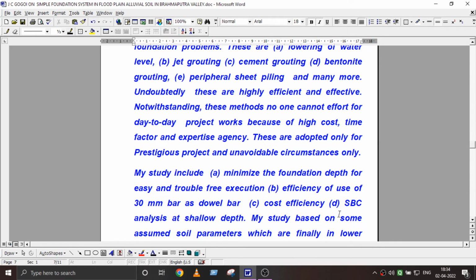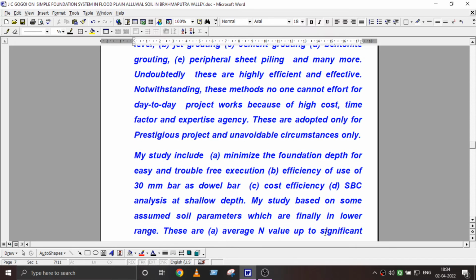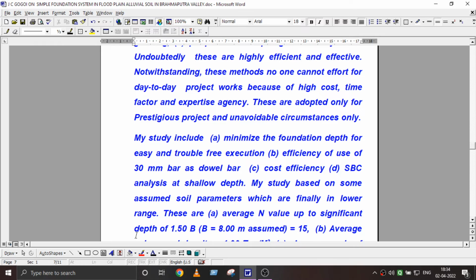My study is based on some assumed soil parameters which are finally in the lower range. These are average and below, up to the significant depth. Considering 3 meter as foundation depth and width as 8 meter, then automatically the significant depth will be 15 meter. Up to 15 meter, my N value and below will be considered.